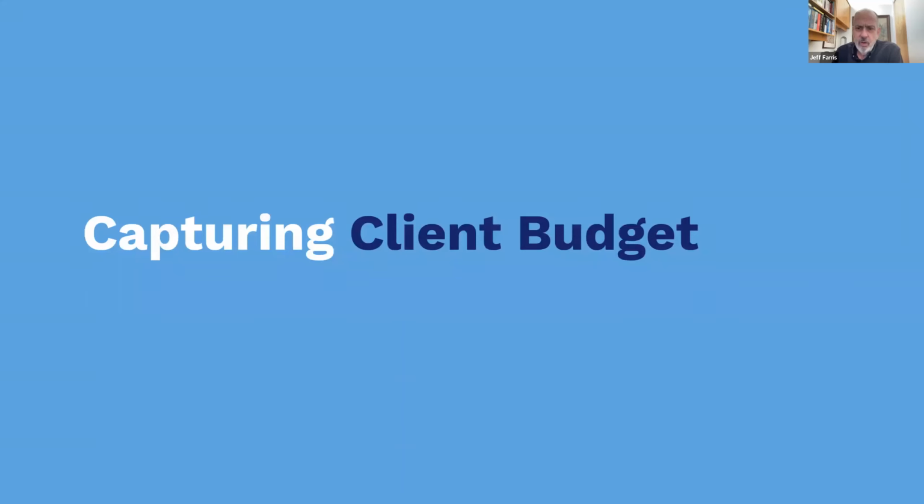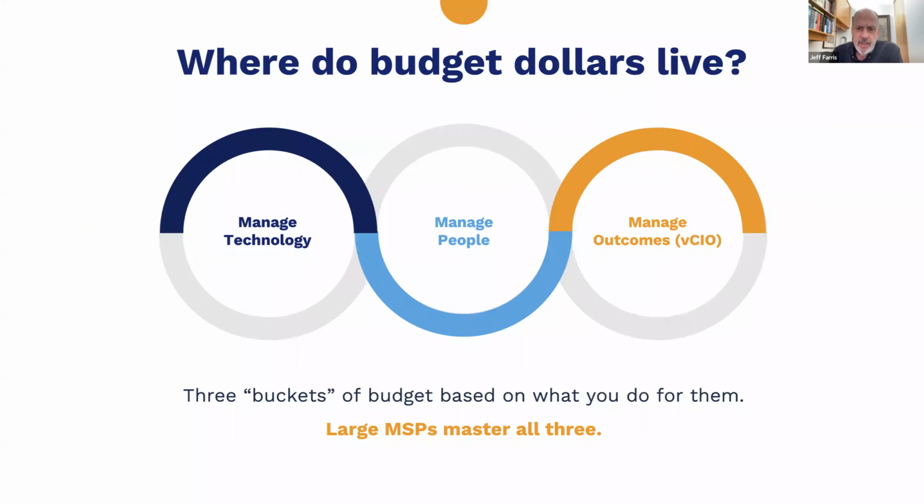What we're going to talk about today is a theme we've been working on for quite a while, and it's capturing client budget. MSPs have built very successful managed recurring revenue based on managing technology. But there are three buckets of budget that MSPs can get revenue from, three particular problem areas for clients. With CloudRadial, we want to help you as an MSP tap into all three of those buckets.